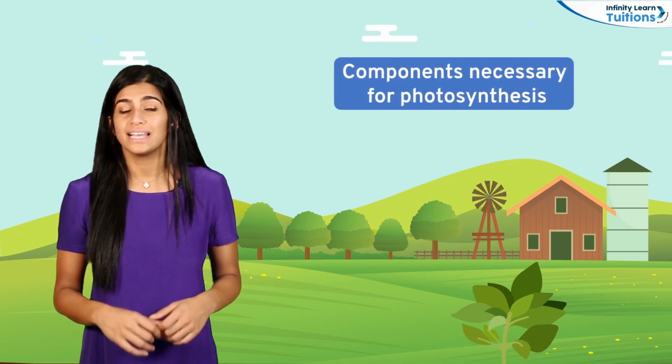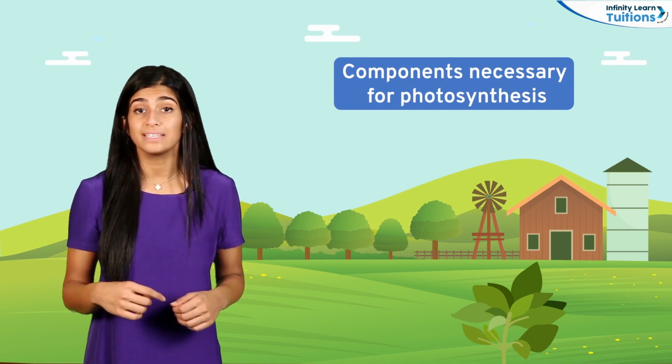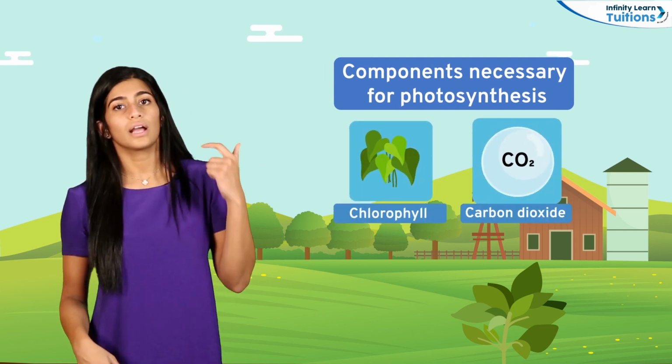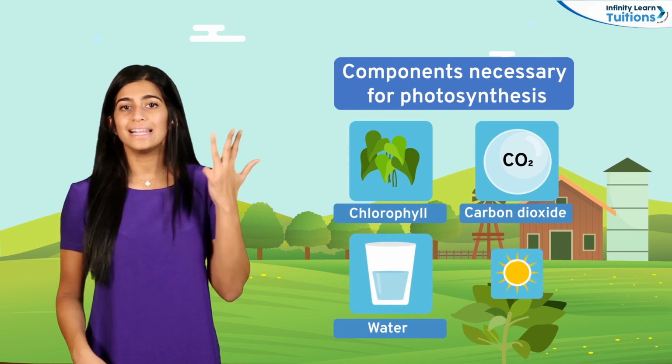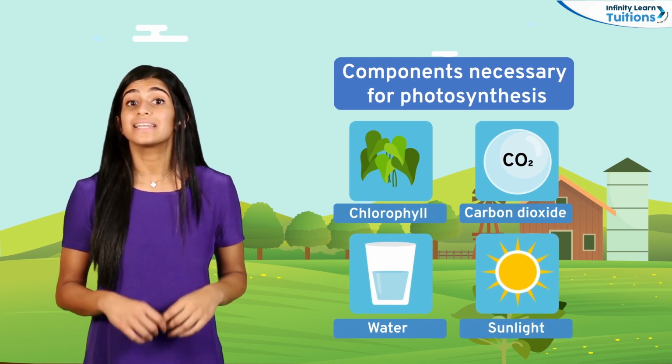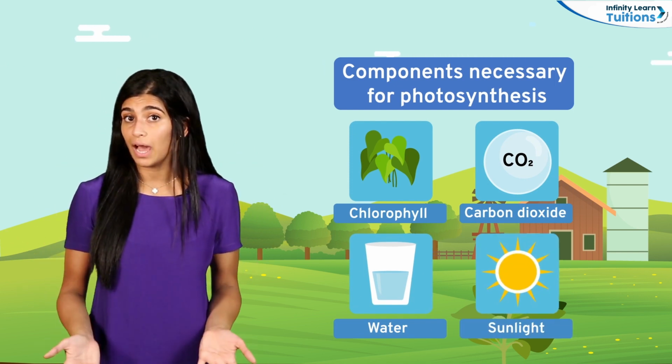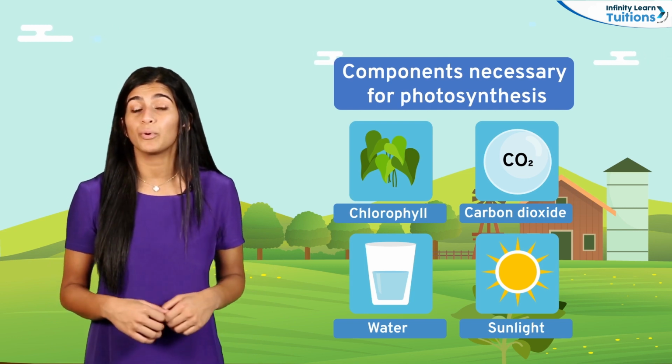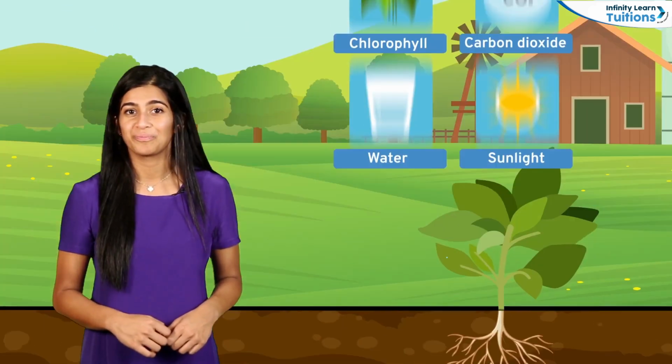The four components necessary for photosynthesis to take place are chlorophyll, carbon dioxide, water, and sunlight. Let us now look at the machinery within a plant that helps in putting these components together to make food.